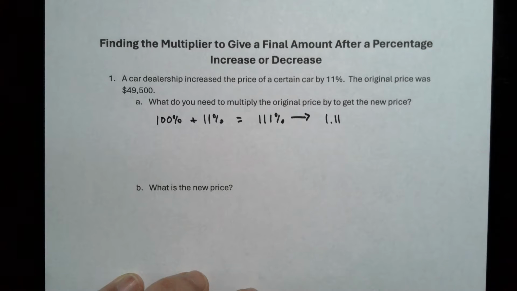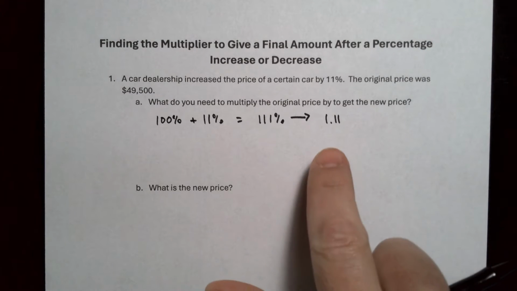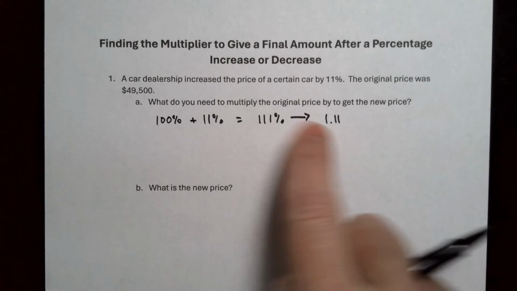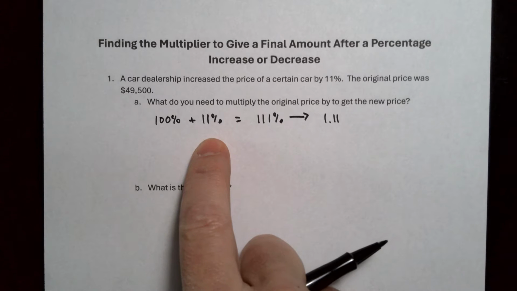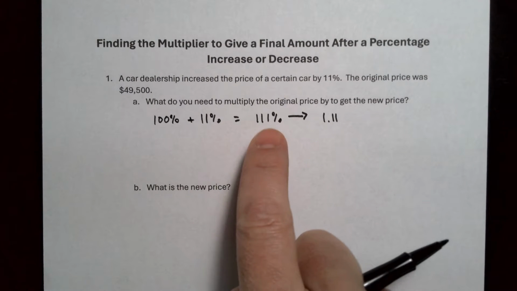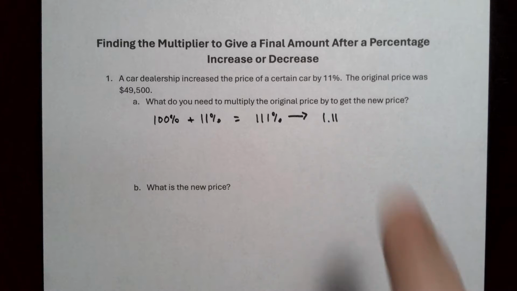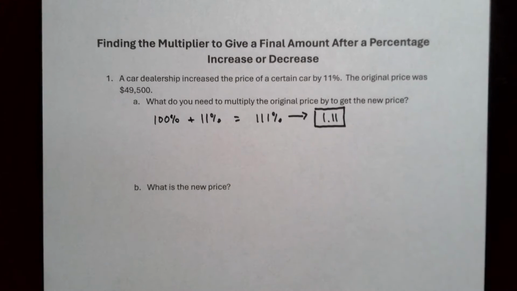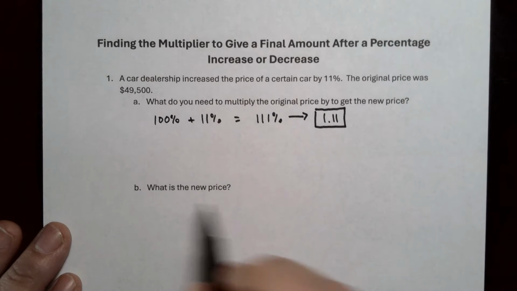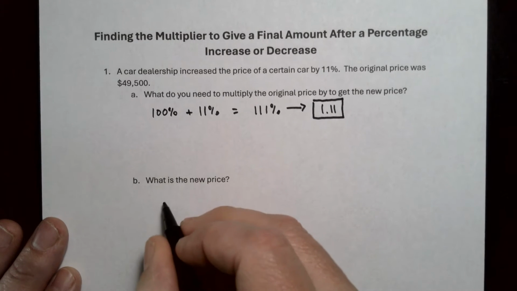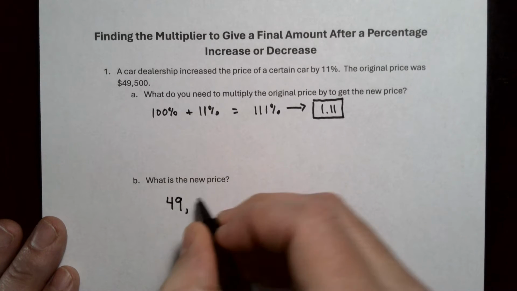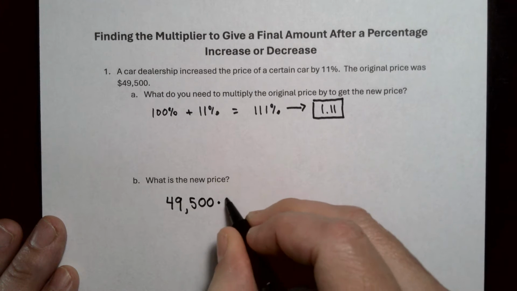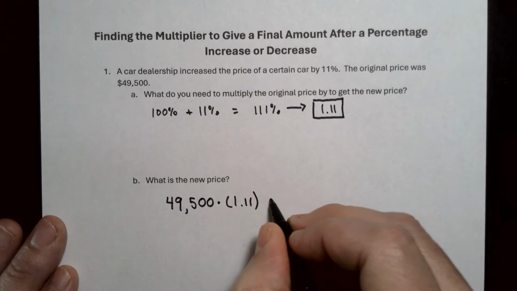Okay, so this will turn into 1.11. So I'm going to multiply the original amount, 49,500, by this decimal, which was found by adding 100%, which is the original, plus the new 11%, and that makes 111%, which is 1.11 as a decimal. So this is what I'm going to multiply the original amount by to get the new amount. Okay, and the new price on the car, well, let's figure that out. So it will be 49,500 times 1.11.